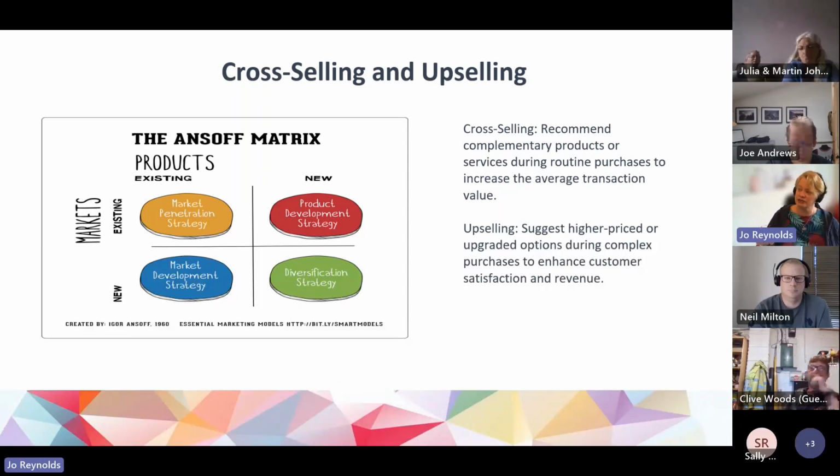So cross-selling is complementary products and services. Upselling is higher price. So Neil might say, okay, you can have 6 bottles from us. That's great. But actually, if you take 12 bottles, I'll give you this discount. That's upselling. Or saying, take 6 of this and 6 of that, and you get a better discount. It's upselling. So it's about enhancing that revenue and enhancing the customer satisfaction by offering them more than they expect.